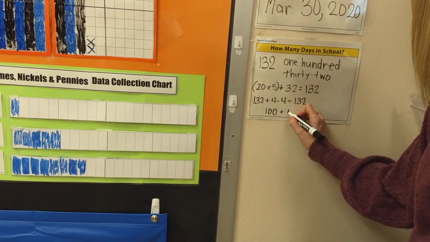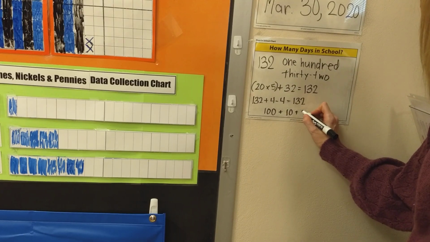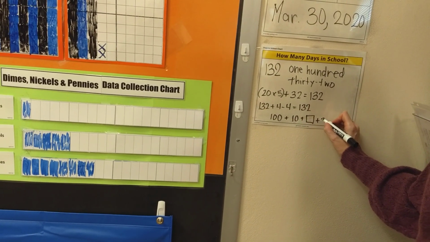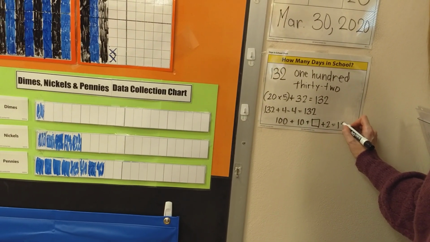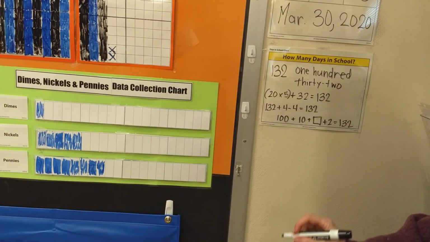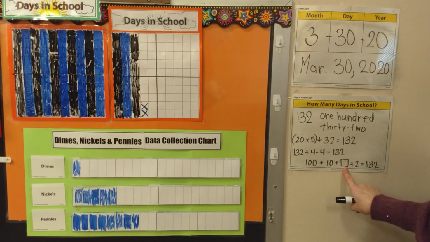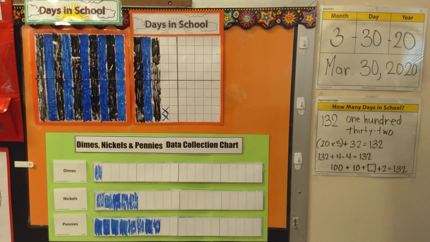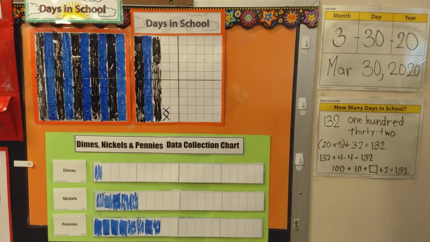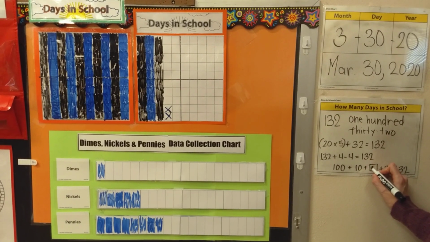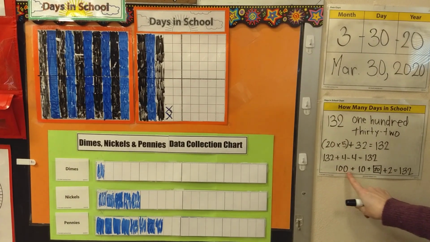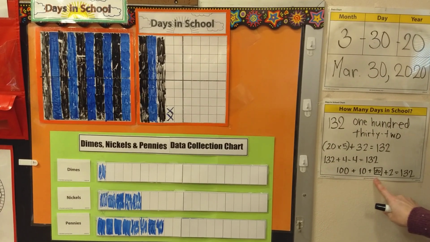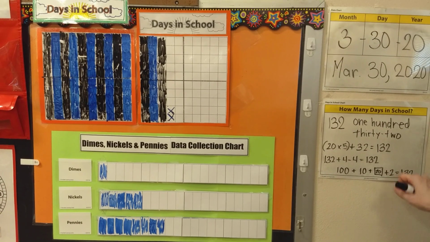Okay, what if I had this? 100 plus 10 plus something plus 2 equals 132. Can you figure out what my missing number would be? Okay, it would be 20. 100 plus 10 plus 20, there's my 30. 130 plus 2 equals 132.